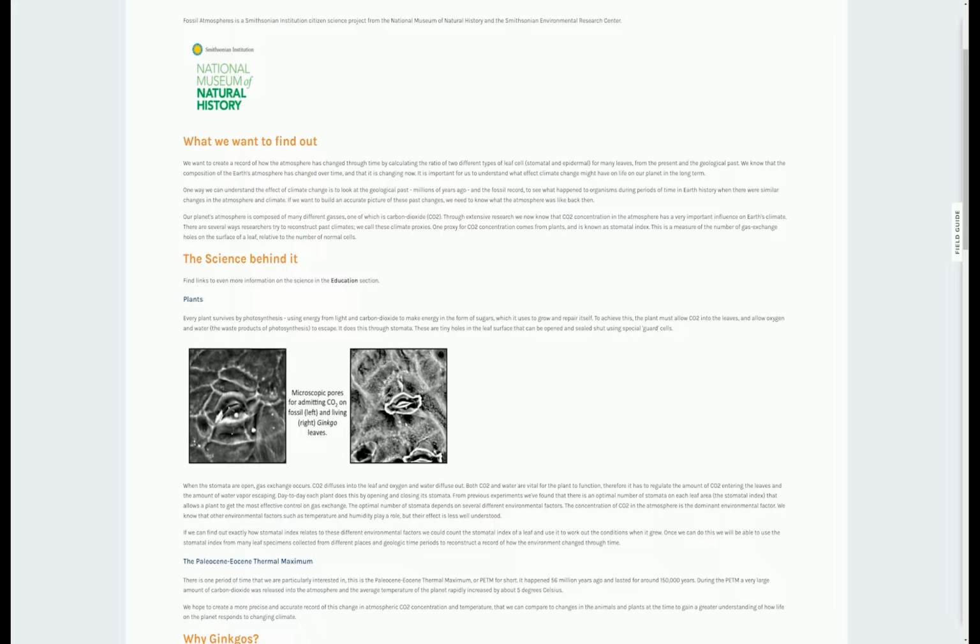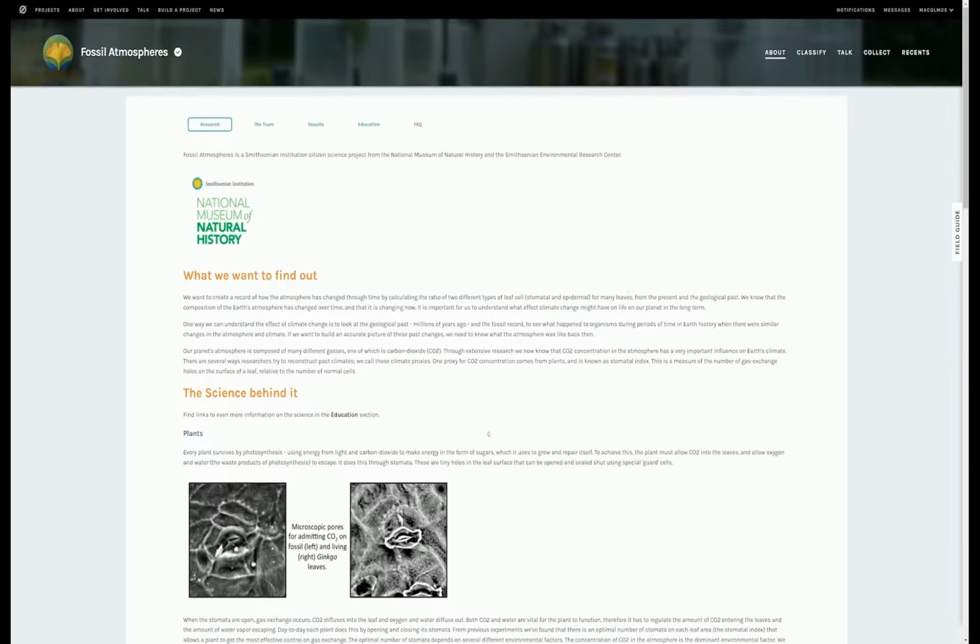The ratio of these two cells allows us to record how the atmosphere has changed over time, as stomatal cells are what let leaves exchange gas. Because the leaves are very particular about how much CO2 they take in, they have a different number of stomata depending on the concentration of CO2 in that time period. Since we have fossils of ginkgo leaves from many different time periods, identifying the ratios will let us identify the concentration of CO2 in the time periods they originated from.